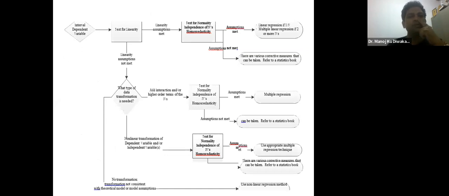If your dependent variable is interval, then again you will see a lot of assumptions, and if those assumptions are fulfilled, then you can go for linear regression. In case of one independent variable it is simple linear regression; if more than one independent variable, then it is called multiple linear regression. Similarly, a lot of types of regression analysis are available. More than 30-40 regression methods are available according to your data. So whatever kind of data you have, accordingly you can apply a certain regression method.